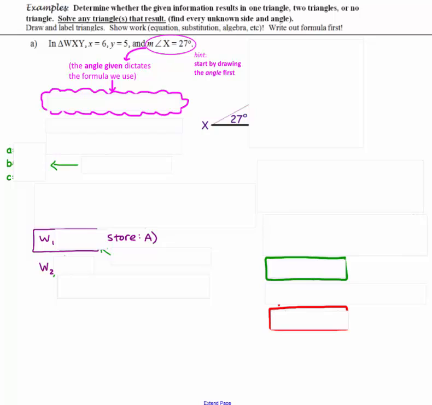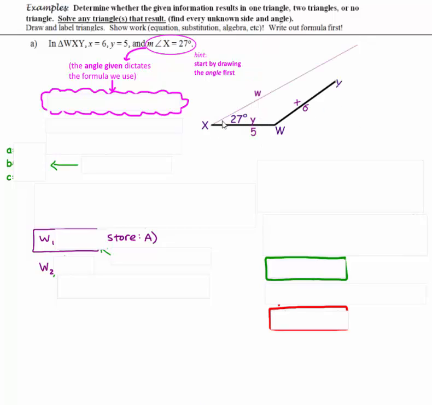So we're going to start with our problems the same way that we start with everything. We're going to draw and label our diagram. So on this one, we're given the angle X, but then we're also given its opposite side and one other side. So it's a little bit hard to start off. To make an accurate diagram, usually start with the angle. So here's an angle measure 27 degrees.